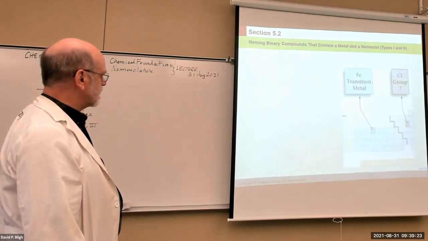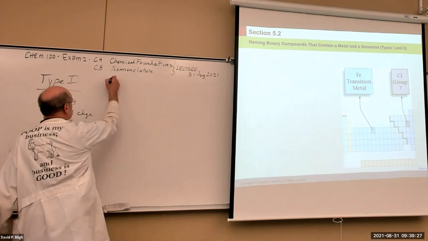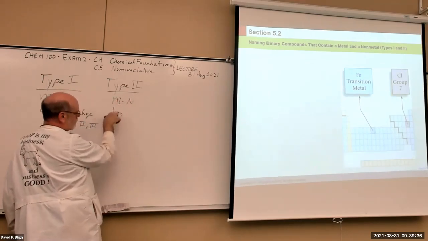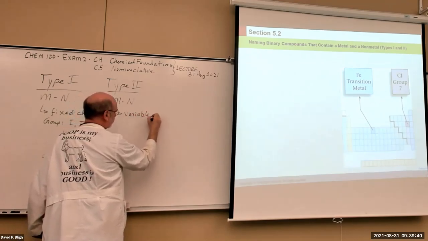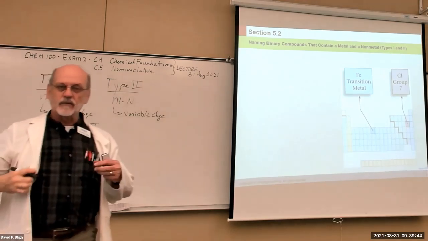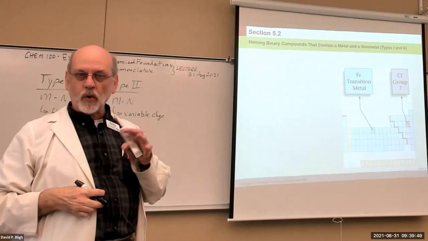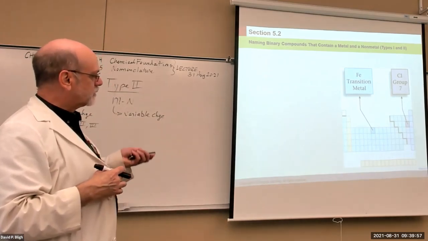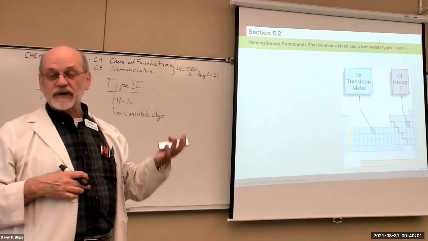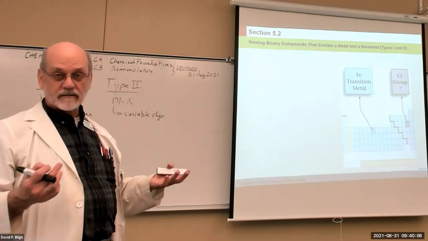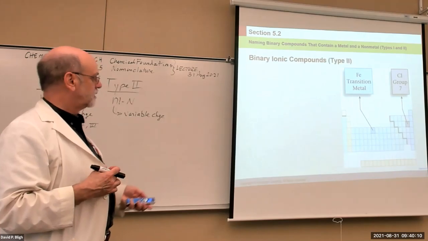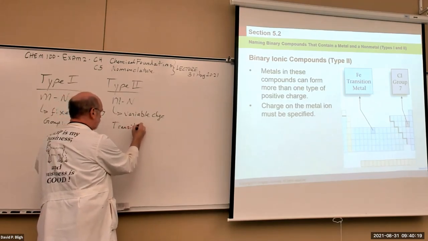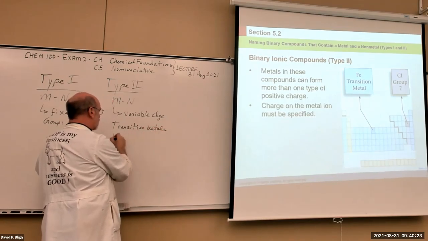Okay, let's see. Now, what do we do with type 2s? They're also metal and non-metal, but the charge on the metal is variable. That means that when the compound forms, it can be one of 2 or more different charges. After the compound forms, it doesn't change. But before, there are possibilities. Like, for instance, iron. Iron can be a 2+ charge or a 3+ charge. So what do you do with that? I mean, it's not fixed. So how do you tell? Well, most of these are transition metals. But there are some representatives.